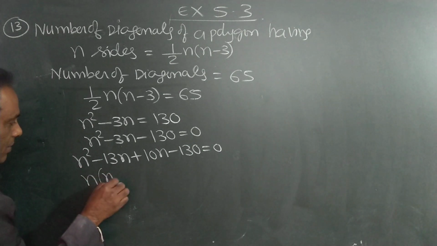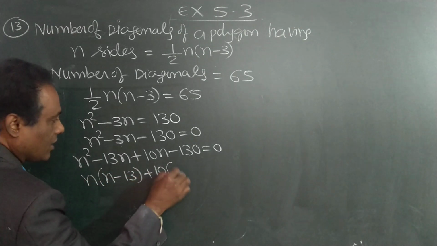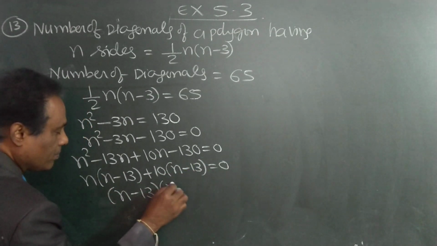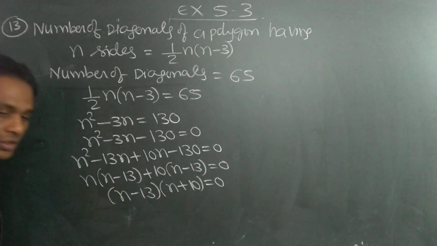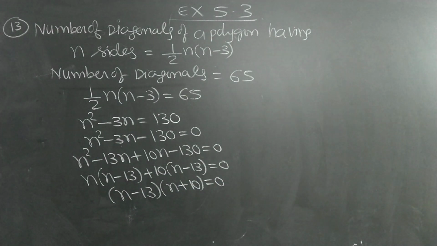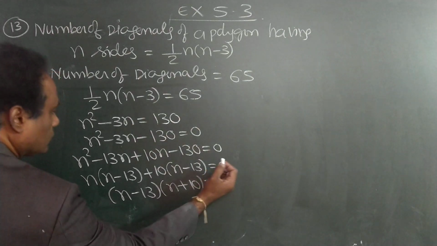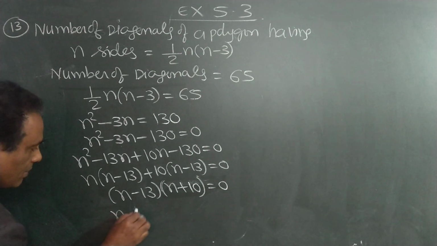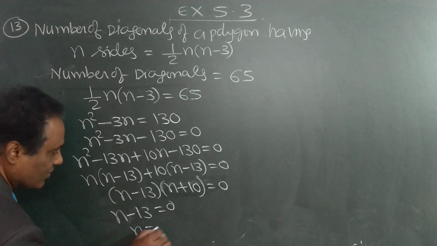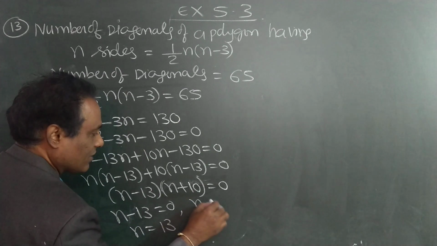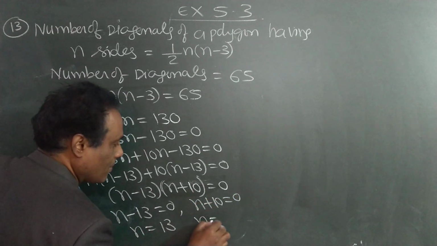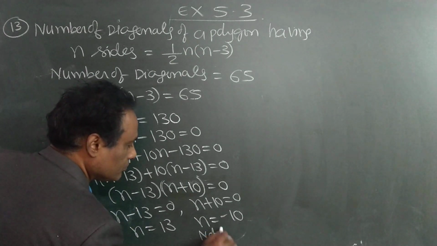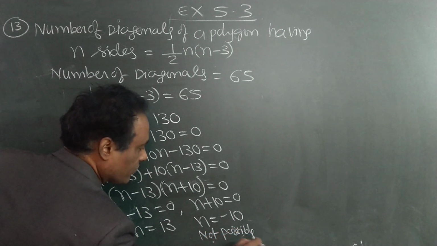n common, n minus 13. 10 common, n minus 13. So this is n minus 13 into n plus 10. Next you have to find the n value. See here, students. n minus 13 is equal to 0, so n is equal to 13. n plus 10 is equal to 0, so n is equal to minus 10. Number of sides cannot be negative, so not possible.